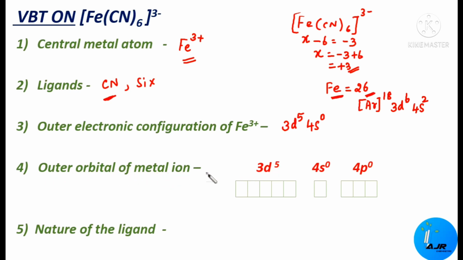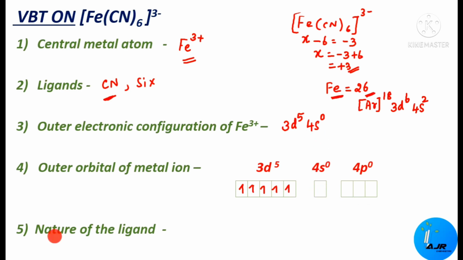How are the electrons arranged in these outer orbitals? We have 3d5, so based upon Hund's rule of maximum multiplicity, the electrons will be arranged. What does Hund's rule of maximum multiplicity state? It states that electrons are arranged singly first in all the orbitals, and only then do they start to pair up. Since here we have only 5 electrons, the electrons will singly occupy all the orbitals. This is how they get arranged. In 4s0 we don't have any electron, so it will be empty.